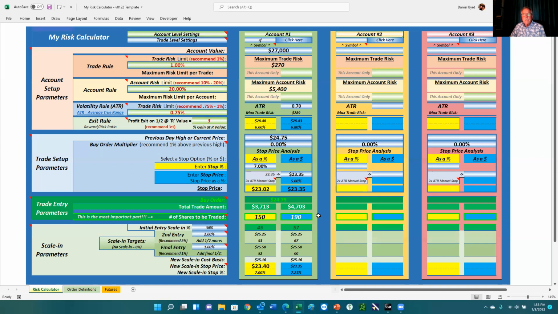Because your stop is tighter. The stop is tighter, which means it's more likely to get stopped out. I can buy more shares, but my risk is the same. I'm with you. So which of those do you prefer?